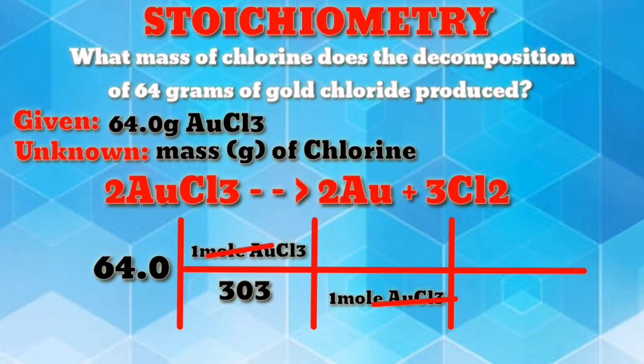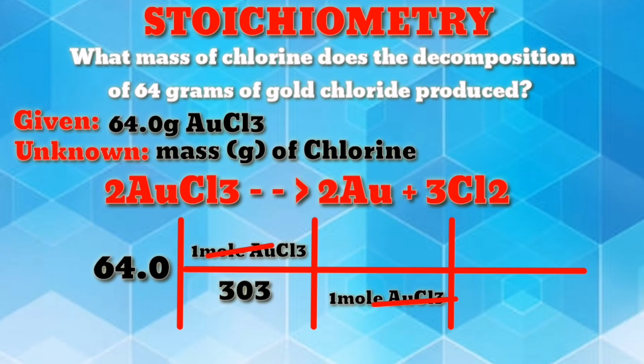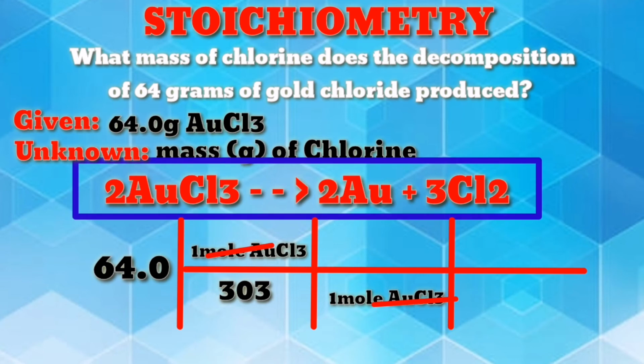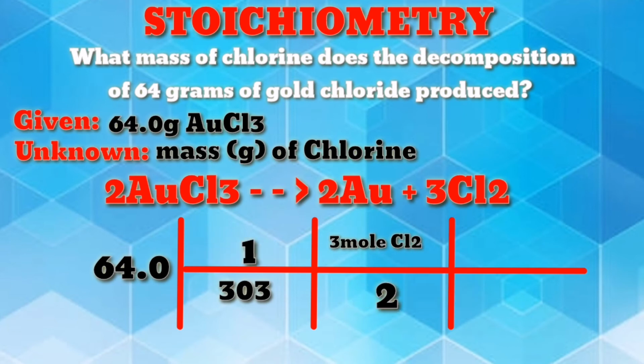In this part, what we are going to do is to apply the concept of stoichiometry. We are going to apply the ratio between gold chloride and chlorine gas, as what we are trying to find, based on our problem. The ratio that we are talking about will be based on the given balanced equation, that is 2 moles of gold chloride is to 3 moles of chlorine gas. We are almost done. We are now on the last part.